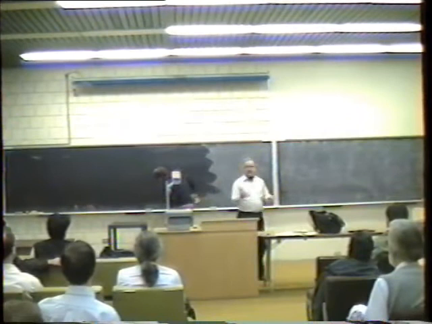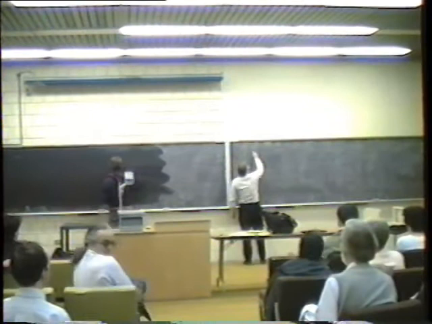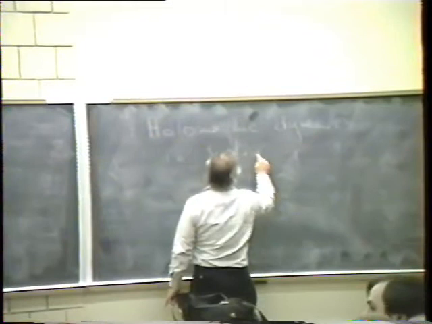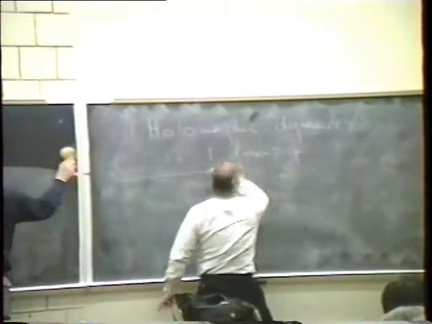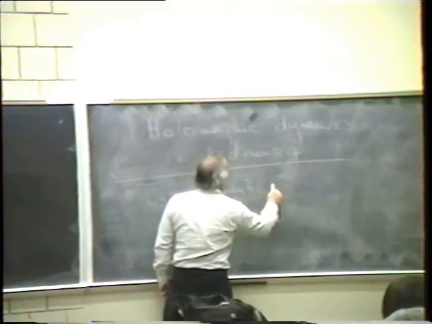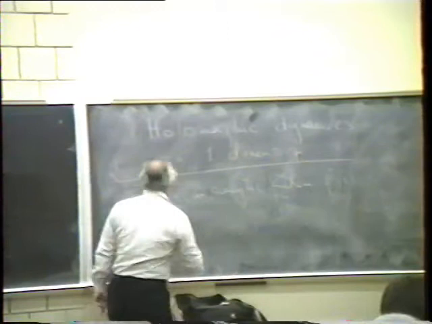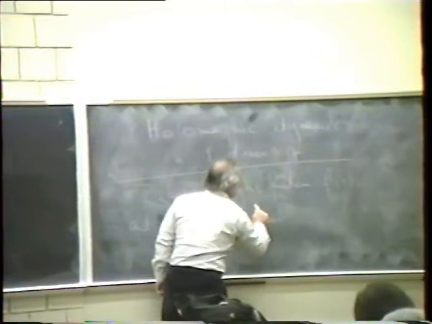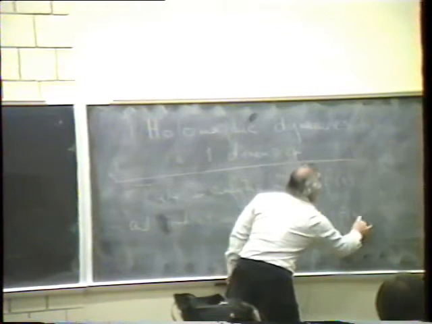So, we are talking about holomorphic dynamics in one dimension. In practice, this means take an analytic function f of z and look at sequences z naught, z1 is equal to f of z naught, z2 is equal to f of z1, and so on.